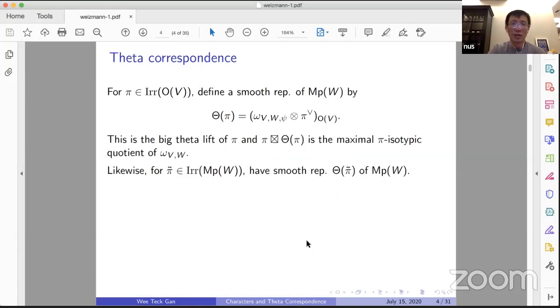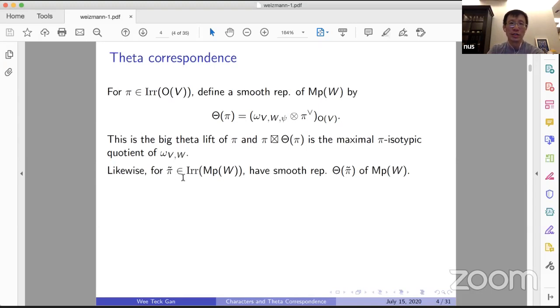So that's how the theta correspondence, or Howe duality correspondence, works. More precisely, if you give me an irreducible representation pi of O(V), we can consider its so-called big theta lift to the other group, Mp(W). One way of defining it is by taking the tensor product of omega with the contragredient of pi, and then taking the co-invariants under the diagonal action of O(V). This is one way of defining the big theta of pi, which is a smooth representation of Mp(W).